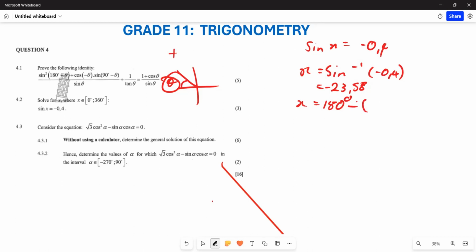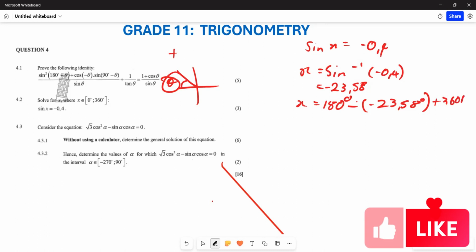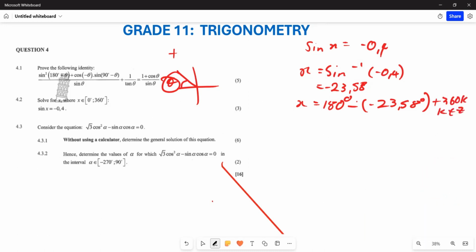So this is going to be actually minus 23.58 degrees. Okay. So plus what? Plus 360k, where k is an element of the integers. This is the same as 203.580. Now let's look at the second one. Remember that the angle that you're getting here is in your third quadrant, right? So which means in this case we are going to be looking at the sides where your sine is negative.